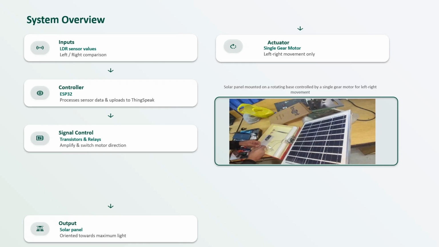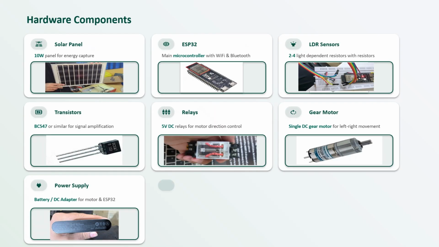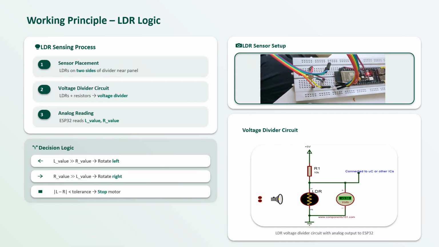Now, if we talk about the hardware components used in our project, these are the following: a 10-watt solar panel, an ESP32 development board, 2 or 4 LDRs as per use, a motor driver, a DC gear motor, and a battery that provides power to the system. Along with these, we have used a breadboard, some jumper wires, and a simple mechanical frame to mount the panel.